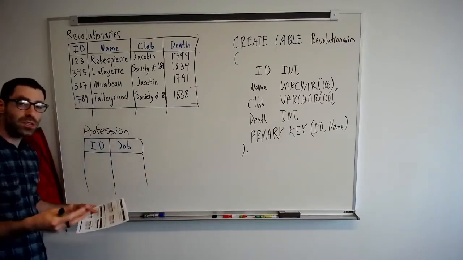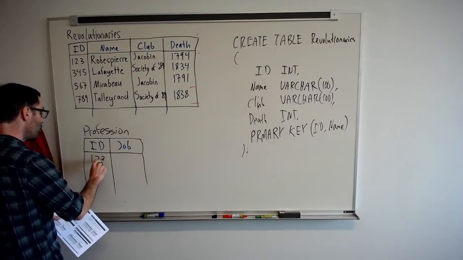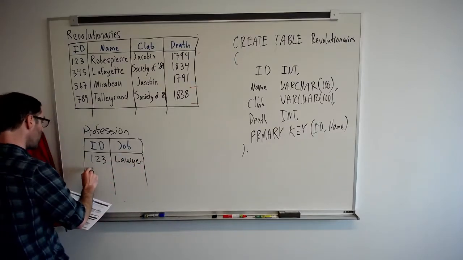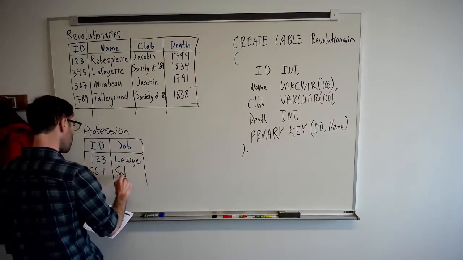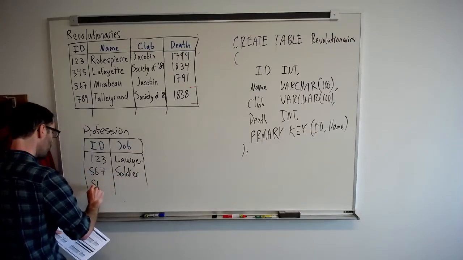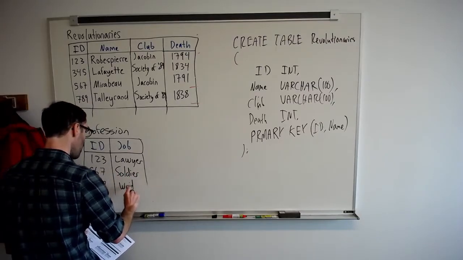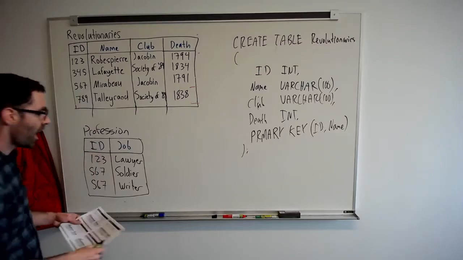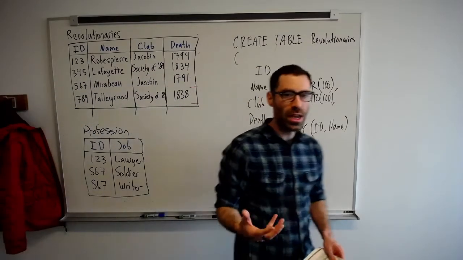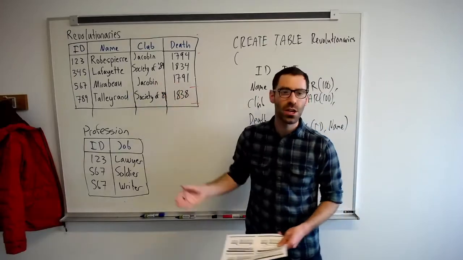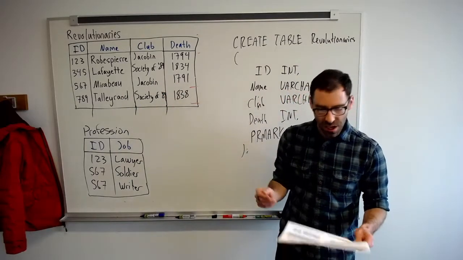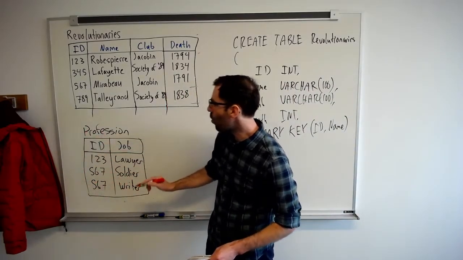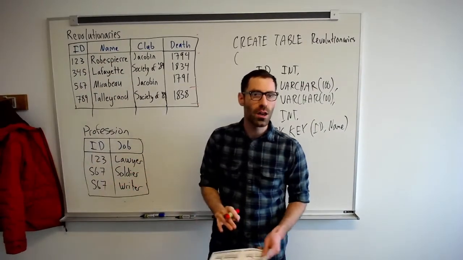And then the entries in this table, we might say, well, ID 123 had the job of lawyer, and ID 567 actually had two jobs, soldier and writer. And so we have these two tables, and they are related. They contain information about the same entities in our database. And in particular, it's this ID column which links these two tables.